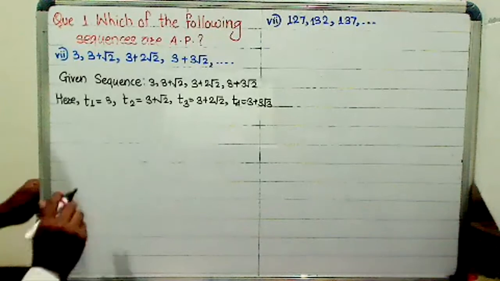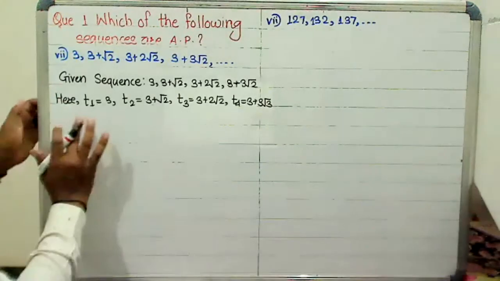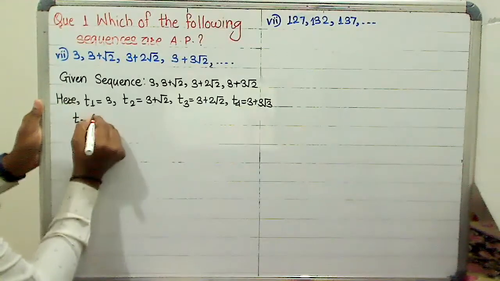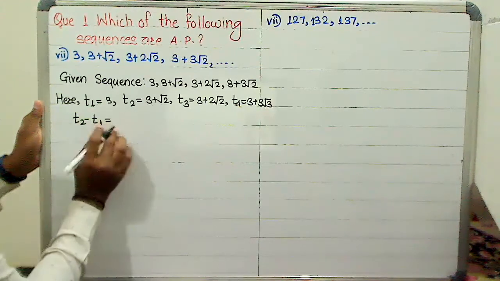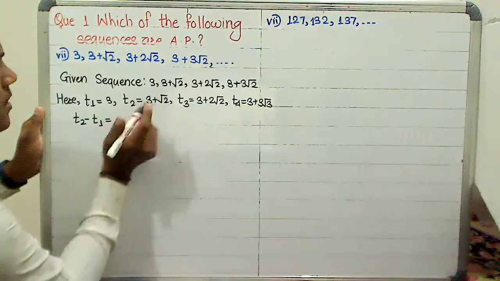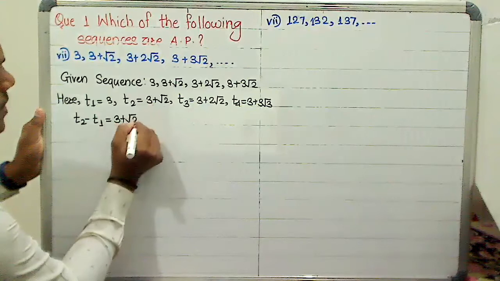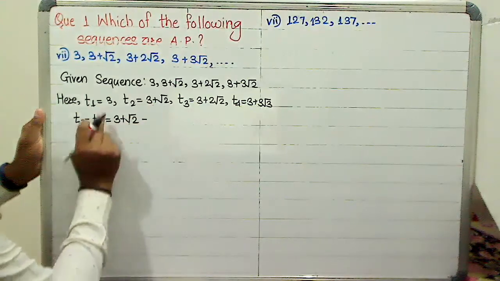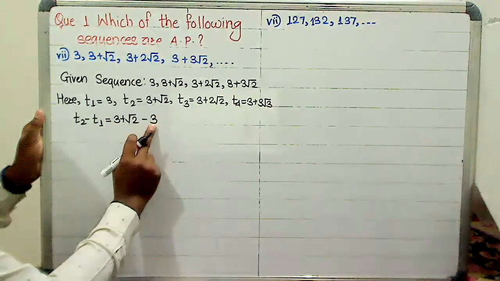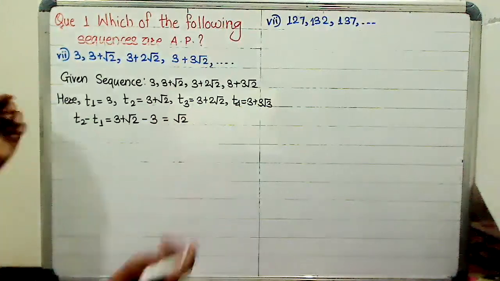Now we have to find the common difference between these terms. So T2 minus T1. Value of T2 is 3 plus root 2, minus value of T1, which is 3. So this 3 and this minus 3 will get cancelled with each other. So our answer is root 2.